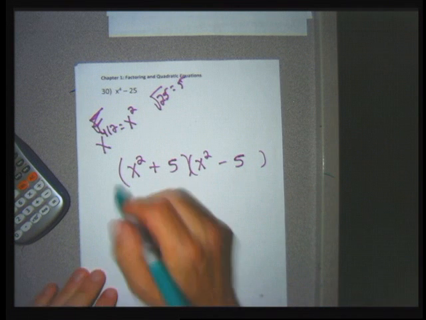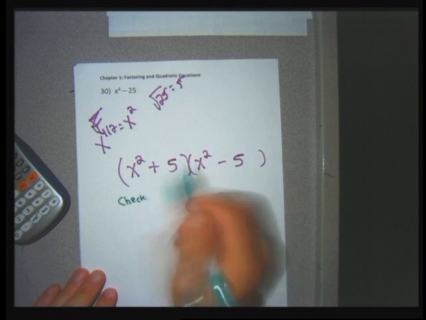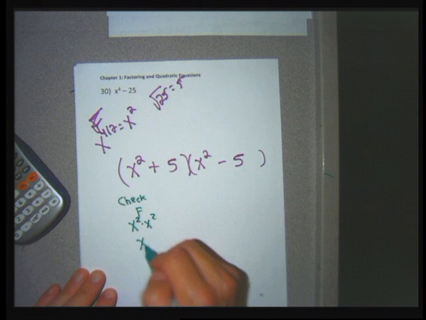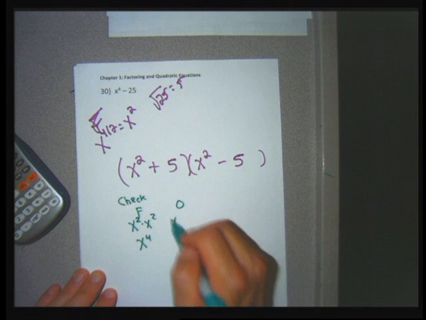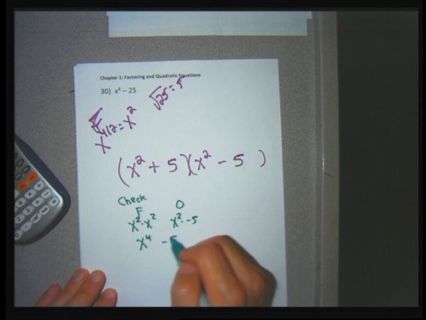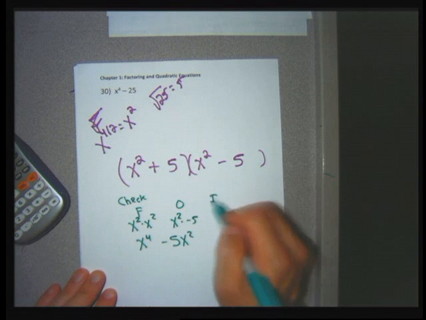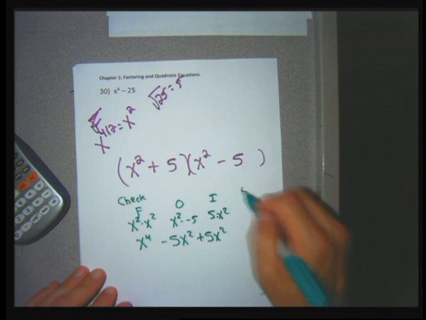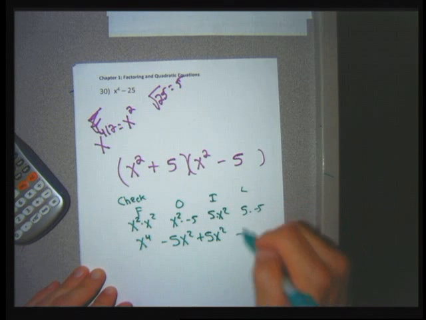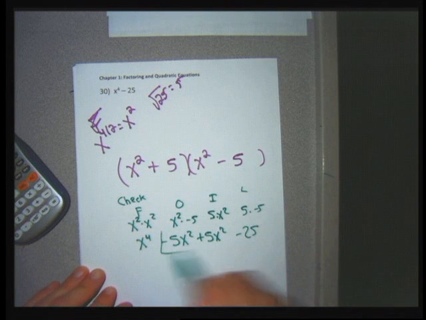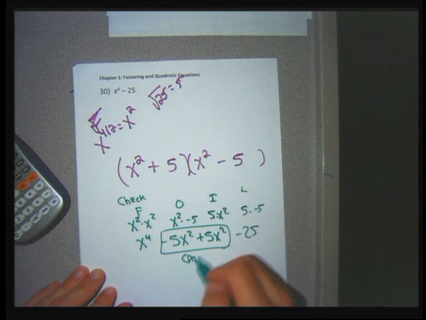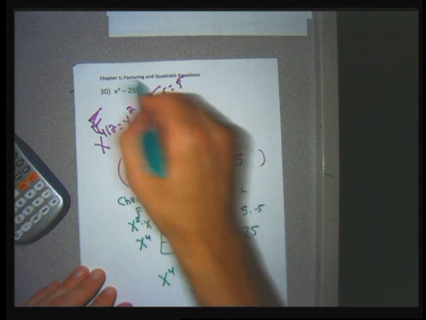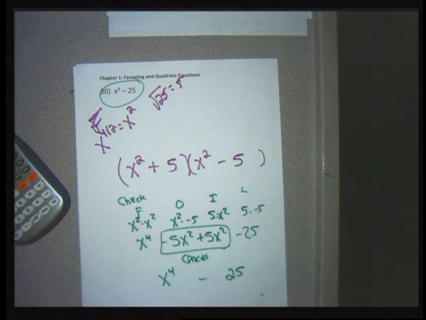Let me check this to make sure I have the right answer by foiling. First are x squared times x squared. I add the exponents and get x to the 4th. The outers are x squared times minus 5, which is minus 5x squared. The inners are 5 times x squared, which is plus 5x squared. The lasts are 5 times minus 5, which is minus 25. My outers and my inners cancel. I'm going to leave the x to the 4th and the minus 25 and that equals the original problem, so I know my answer is correct.